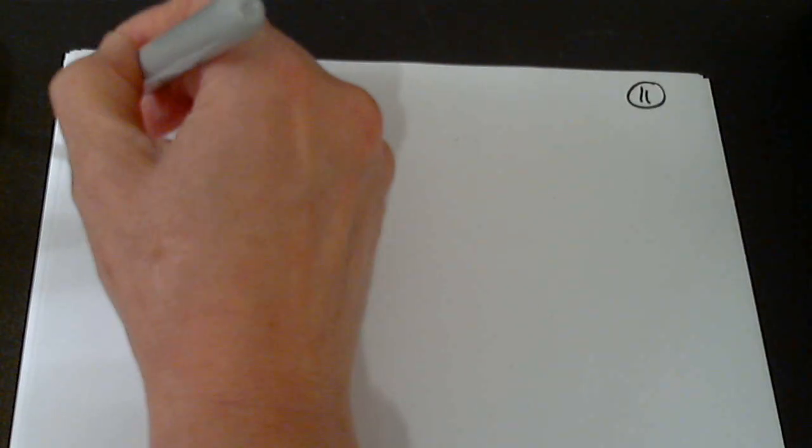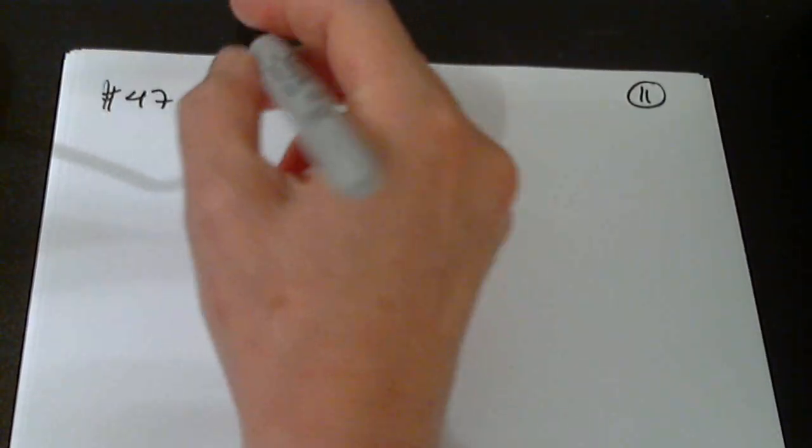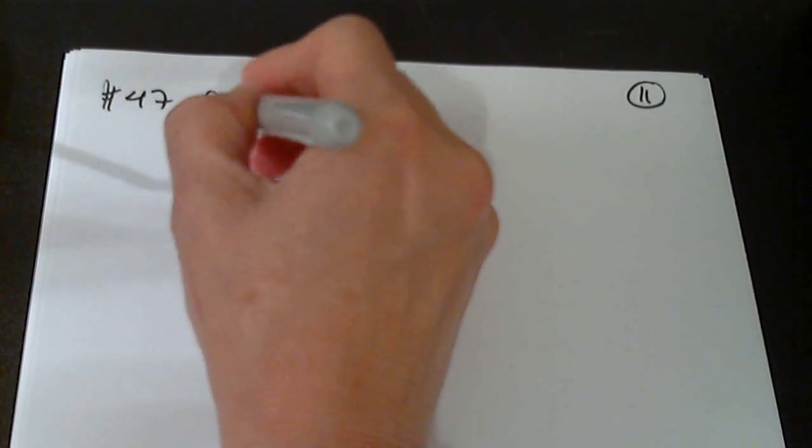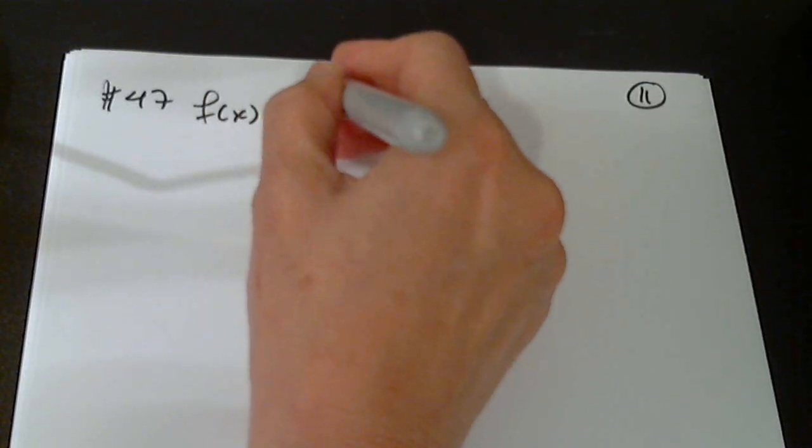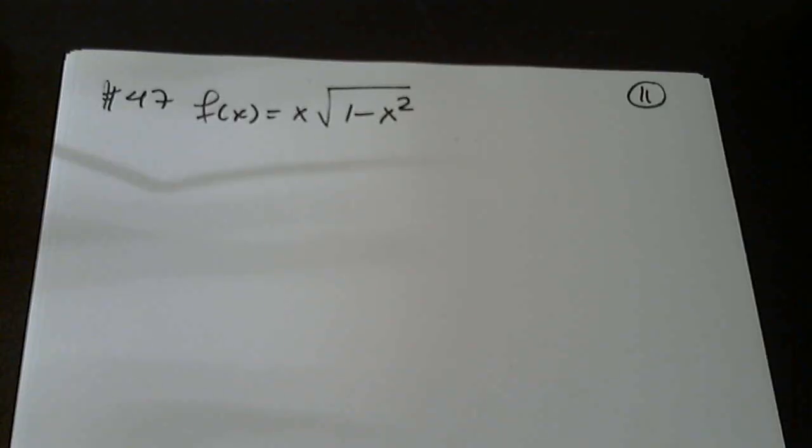Can you do 30? 30 is not a function. So 37 through 48. Oh, 47. Perfect pick. 47, we have f of x equals x times the square root of 1 minus x squared.